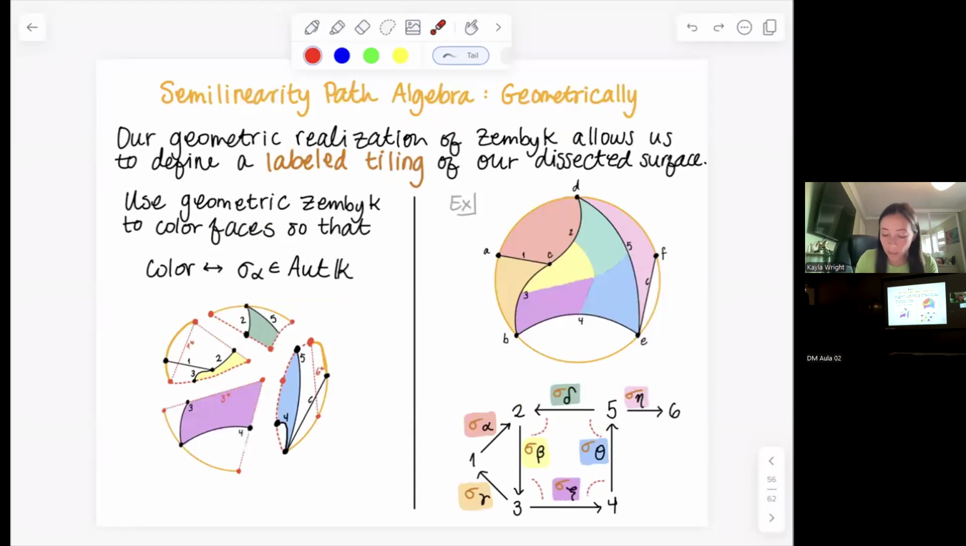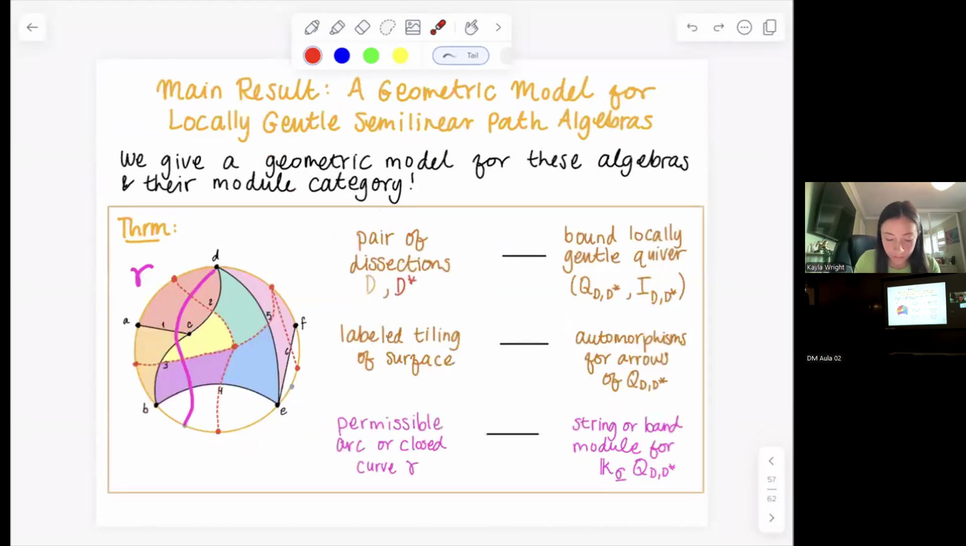So we have our surface here. If we cut it up using Zembyk's algorithm, we now have a way to associate all of the automorphisms in some well-defined way. So our main result is that we have this geometric model now for these semilinear gentle, or locally gentle semilinear path algebras.